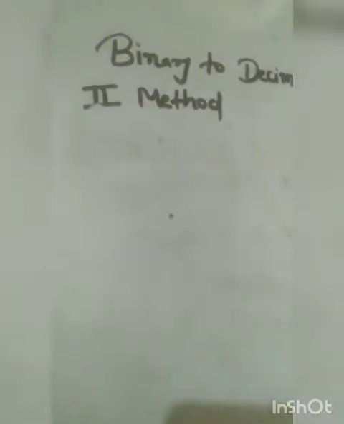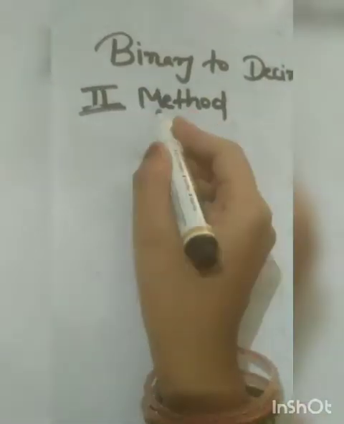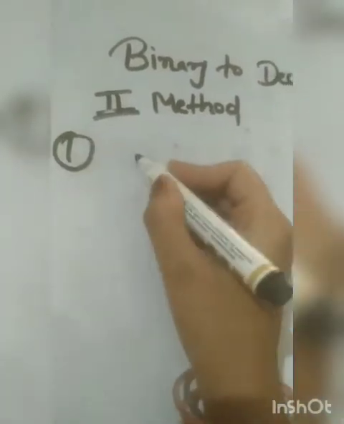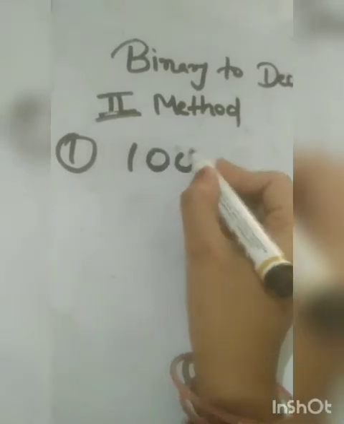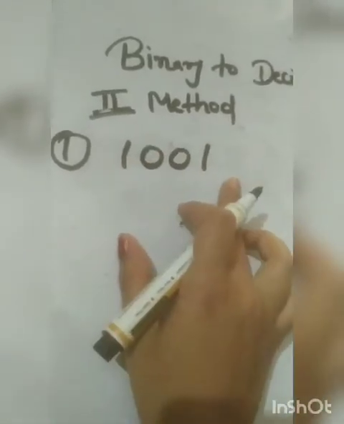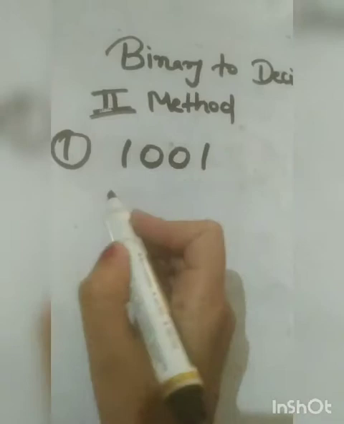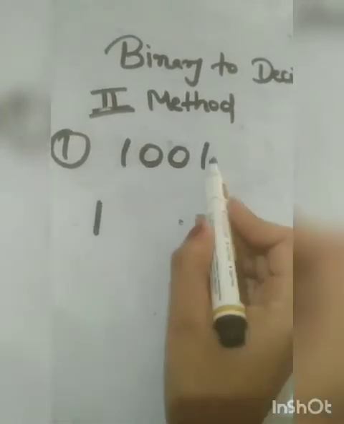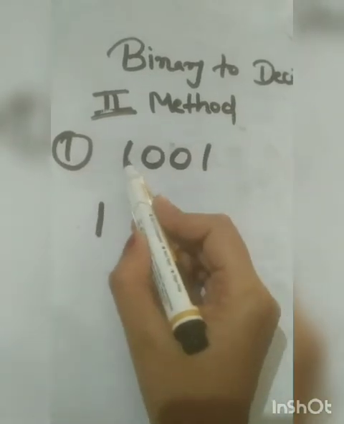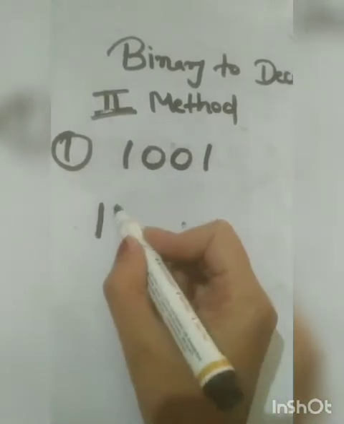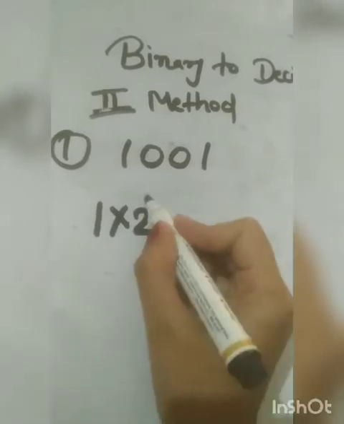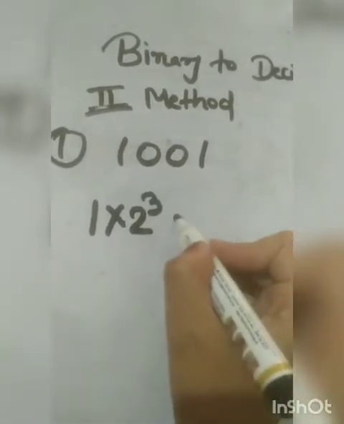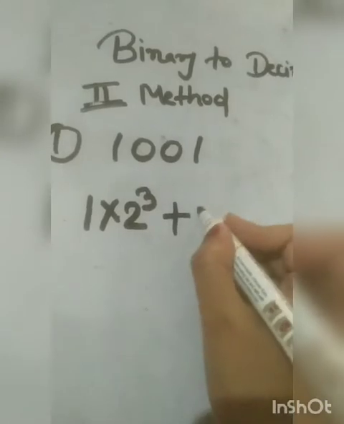Now I'm going to show you the second method. I'm going to erase this. In the second method, suppose the number is 1001. This I have to convert into decimal. First thing, you have to write the positions: 0, 1, 2, 3. So the position is 3, so multiply with 2 to the power 3.